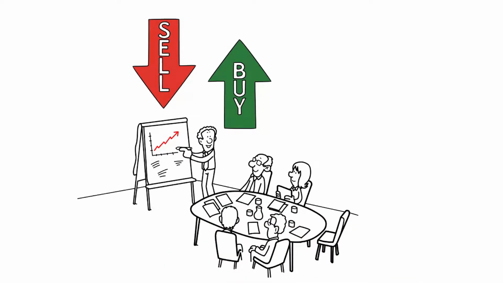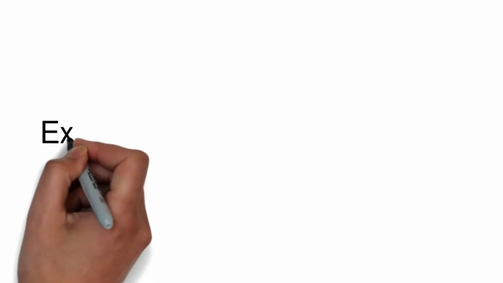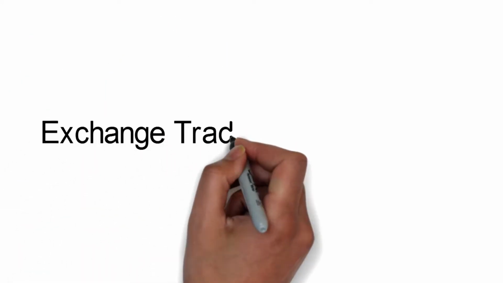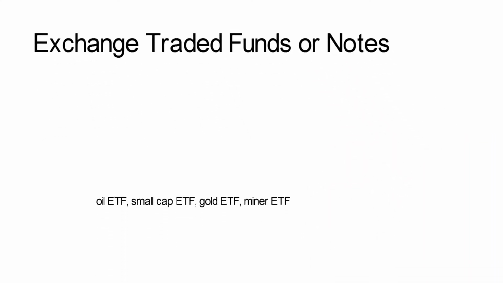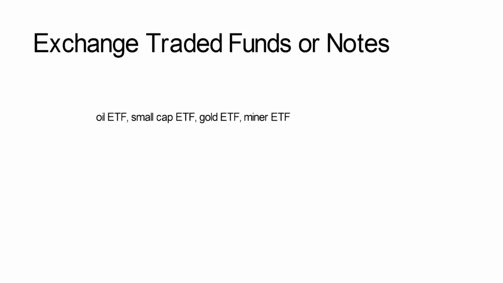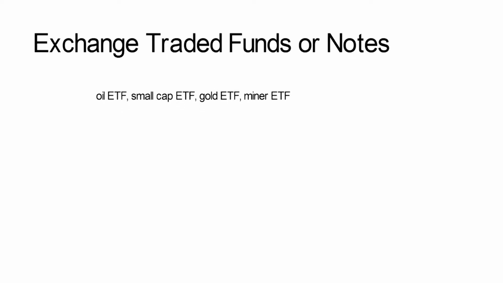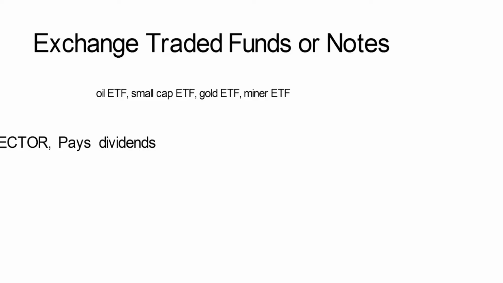Now you can have stocks, or you can have what are called exchange traded funds or notes. These are a collection of publicly traded companies that share a common purpose. There could be an oil ETF, a small cap ETF, a gold ETF, a miner ETF. It's by sector, by companies that pay dividends. There's a whole slew of options available to you.